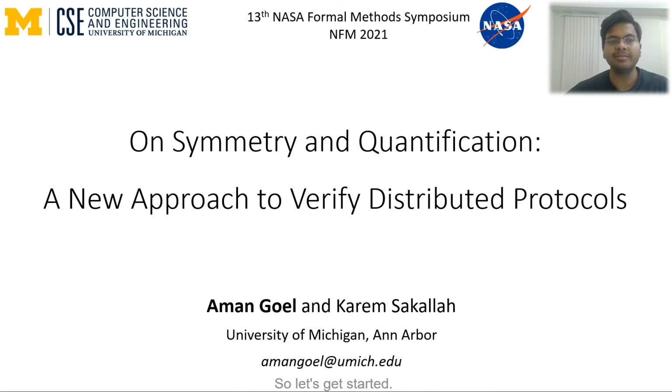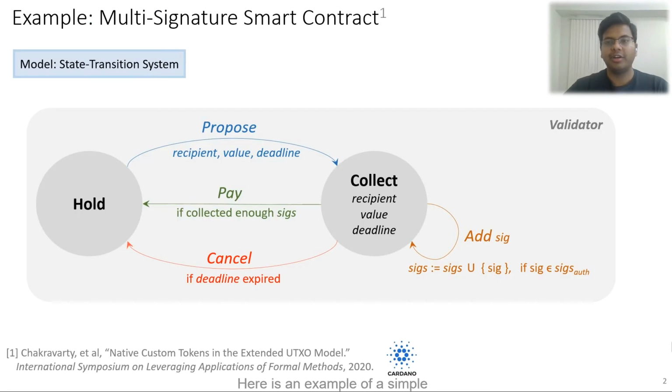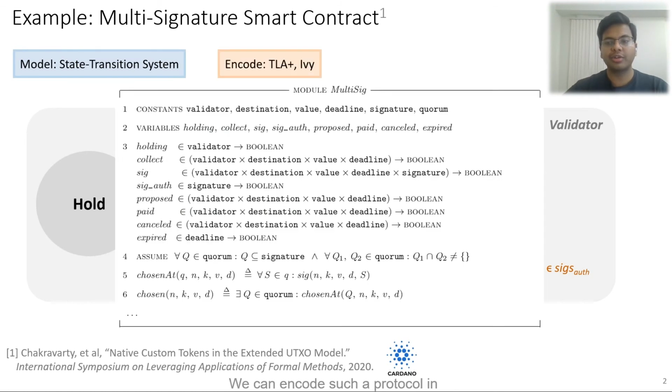So let's get started. Here is an example of a simple multi-signature smart contract used in cryptocurrencies like Ethereum, Cardano, etc. This is the state transition diagram of each validator in the network, where the validator collects signatures corresponding to a proposed transaction, and if enough signatures are authorized, the validator approves the payment to the recipient. If instead the deadline has expired before enough signatures are collected, the transaction is aborted. We can encode such a protocol in a language like TLA+ or IVy and then verify its correctness.